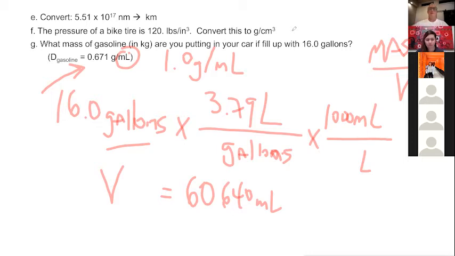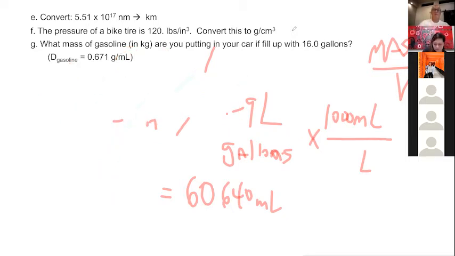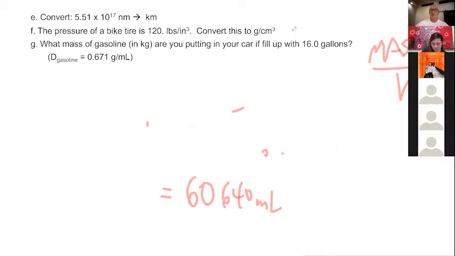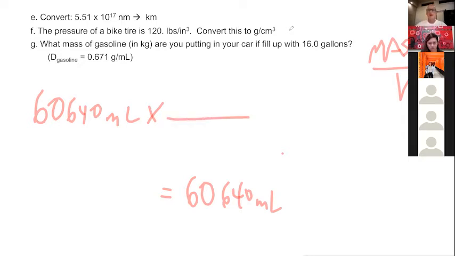60,640 mL, and we want to convert that into a mass. Basically, we use density because density is the ratio of mass to volume. So if we have a volume and want to convert it to a mass, we need the density. So here is our 60,640 milliliters. And again, we never divide. I never want to see division. Always multiply, because that way you can keep track of the units.